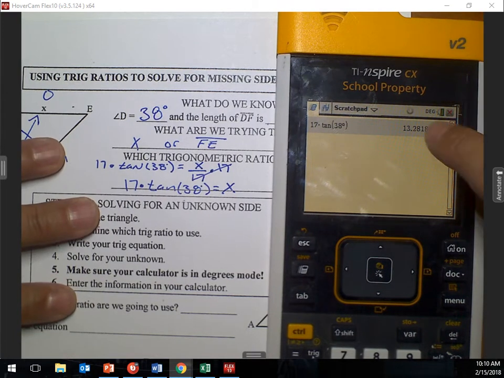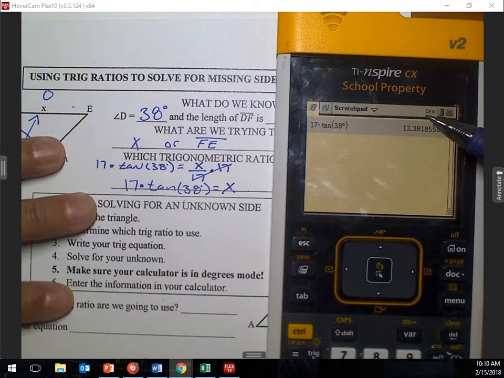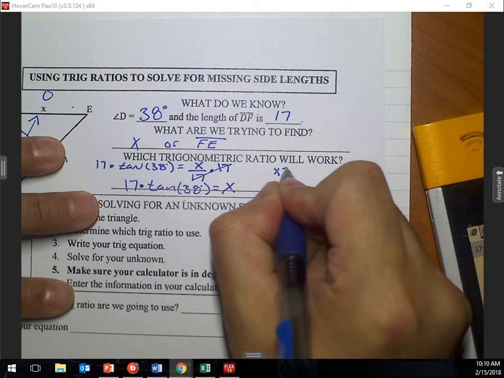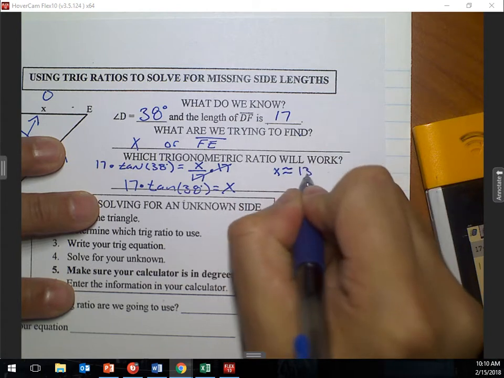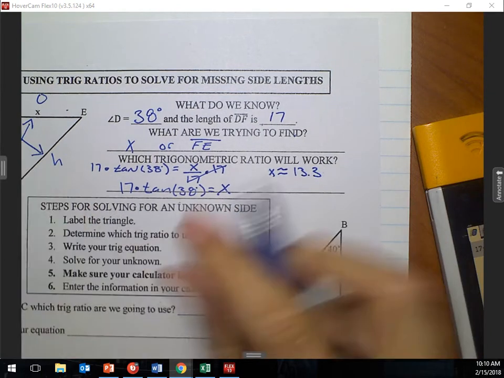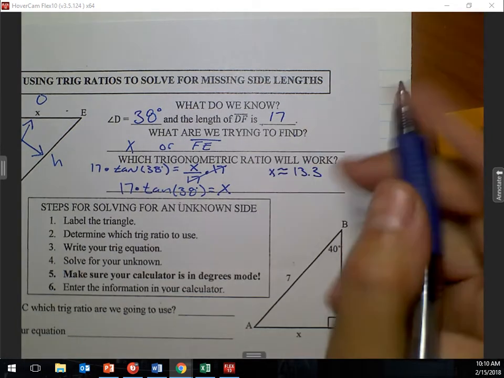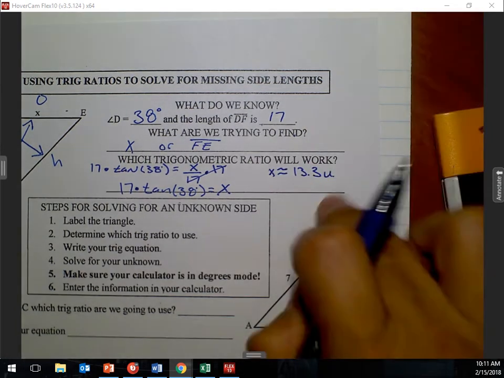And my answer is going to be, if I'm going to round this to a tenth, almost every single time, unless it says not to, you're going to round to the tenth. That's going to be 1 decimal point. So 13.28, that 8 is going to make that 2 round up, right? So it's going to be 13.3. So my answer, x, is going to be about 13.3. And do I have any units here? No, I don't have any units on this one, but I'm just going to say u for whatever units I'm going to have.